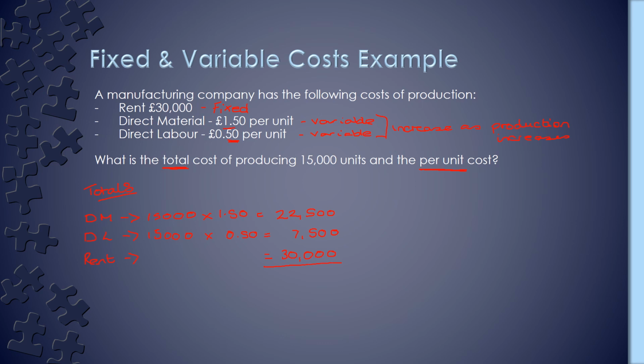So if we then add all of that together, we get a total cost of £60,000. So our per unit cost is then our total cost, our £60,000, divided by our number of units that we've produced, and that gives us £4 per unit.